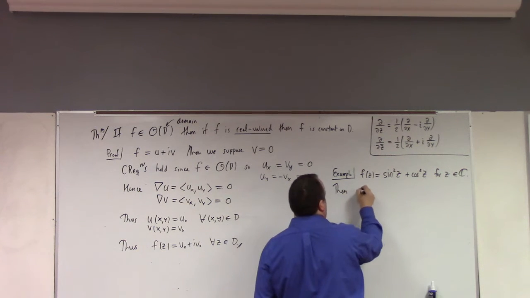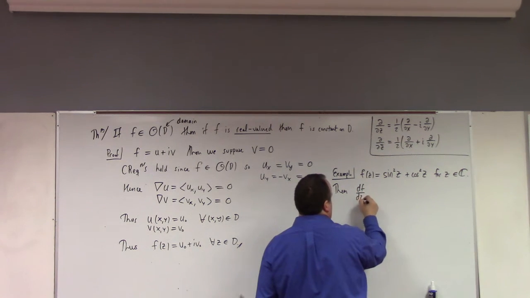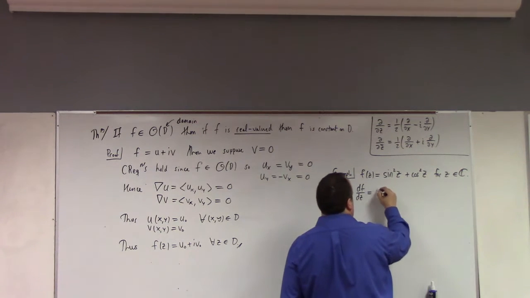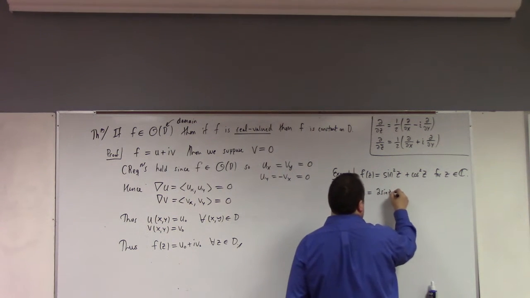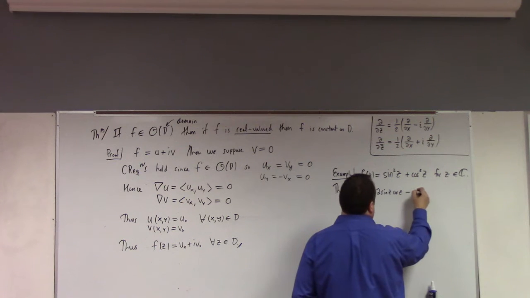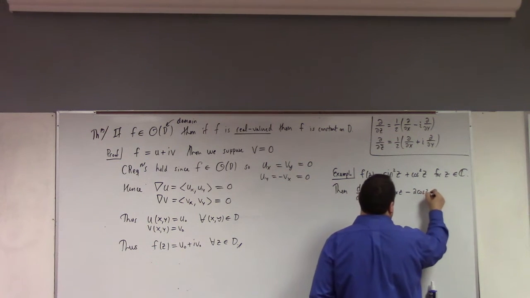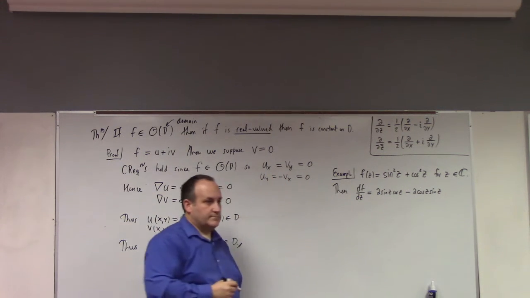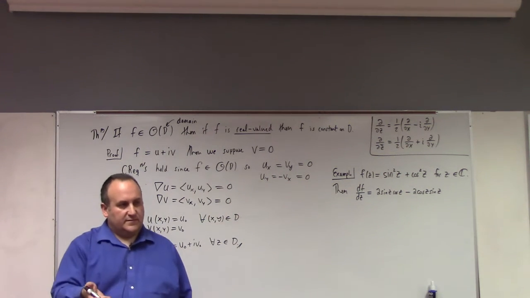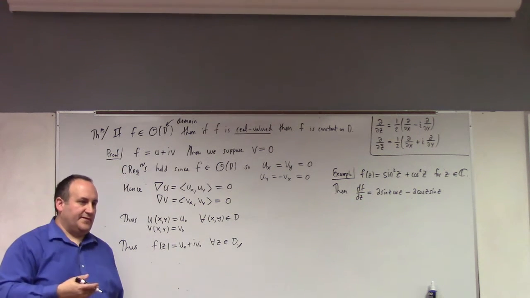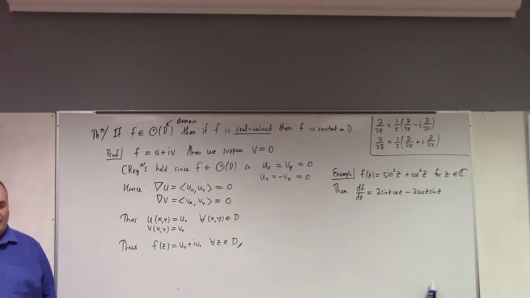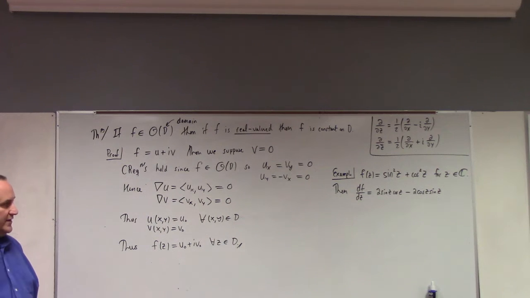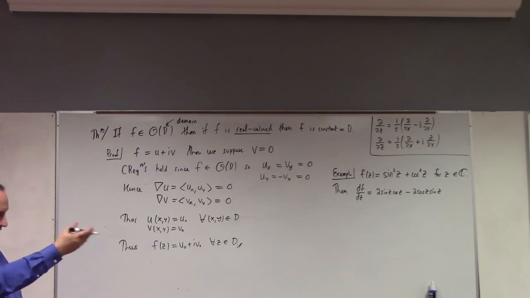Well, then df dz is what? It is 2 sine z cosine z, right? Minus 2 cosine z sine z. How do I know this? I'm thinking Wirtinger Calculus, right? Obviously, the partial derivative with respect to z bar is 0. Consequently, the complex derivative exists, and it's given by the partial derivative with respect to z, which is what I wrote down.